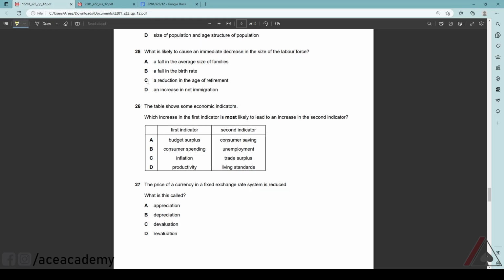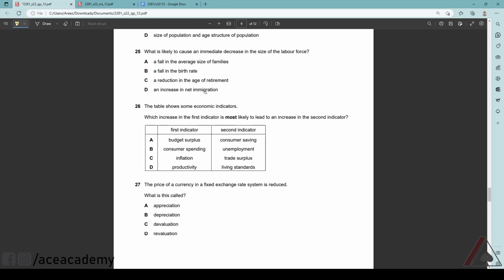So not B. C, a reduction in the age of retirement. A reduction in the age of retirement means that the age of retirement, let's say, which is at 65, would be reduced to, let's say, 60. Which means everyone within 60 to 65 who would have been considered a part of the labor force would no longer be part of the labor force. Therefore, it would be an immediate decrease in the size of the labor force. So C is your answer.